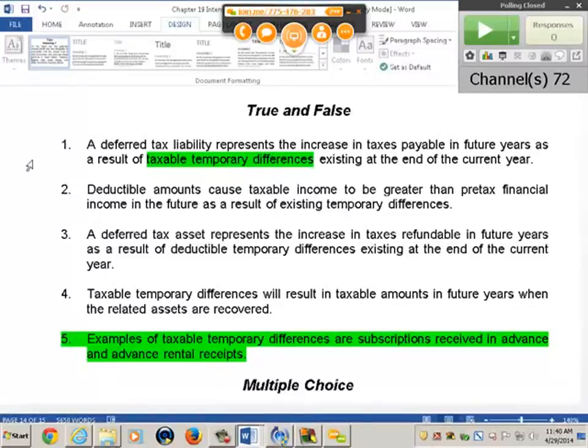Number 3, deferred tax assets represent an increase in tax refundable or benefits because of deductible, I should say. And that's right, because tax assets mean that you're going to have future tax deductions. I'll give you a perfect example of that one. What about a bad debt? I'll give you another example with this basis thing.